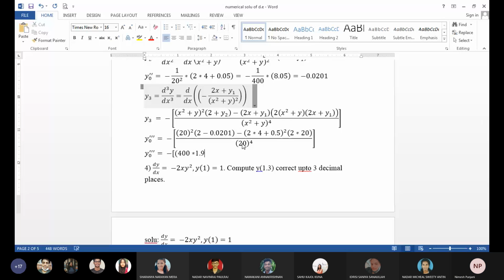1.9799 minus 8.5 ka square. 8.5 into 8.5 is 72.25 multiplied by 40 divided by 20 raised to 4. So 20 raised to 4 is how much? 20 into 20, 16 and 4 zeros. So this turns out to how much?